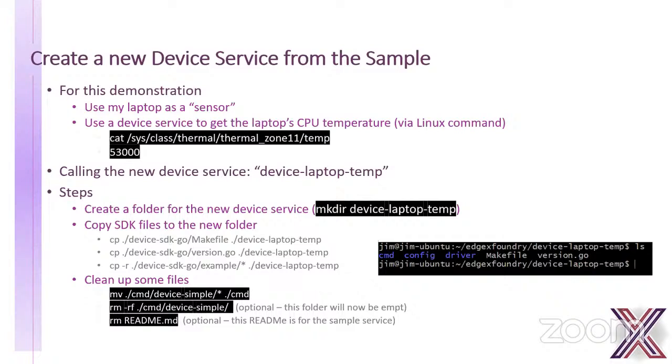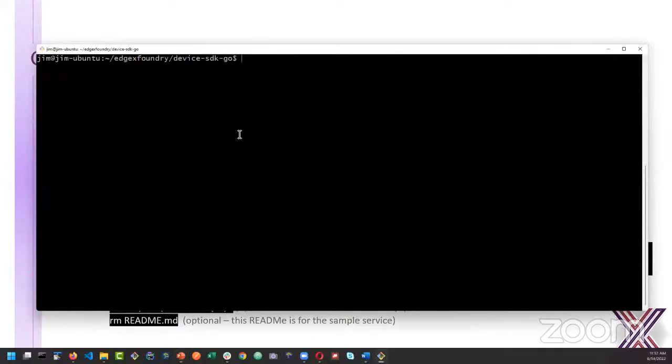So in creating a new device service, that in this case uses my laptop as a sensor, what am I going to do? I'm going to create a new working directory out there called device laptop temp. Call this whatever you'd like, but give it some sort of name that represents the type of thing you're connecting to. Then once you've got that folder created, you want to copy the elements of that example from the SDK into your new folder. And then you're going to want to do a little bit of cleanup. There are things like a README file that you don't need and some movement of files around that you might want to make just to make things a little bit simpler for yourself. So let's go do that now and actually start the development of this new device service.